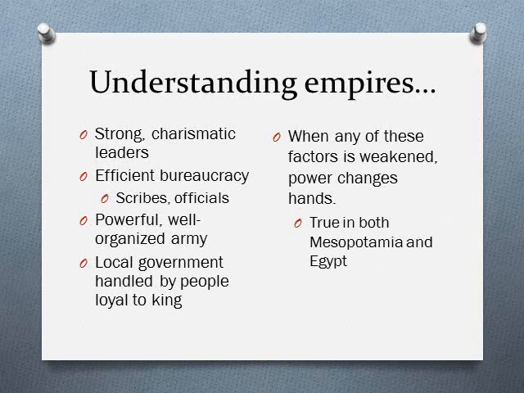And they need to be able to distribute power to a local government that's administered by people who are loyal to the king. When any of these factors is weakened, then power changes hands. You can see that kingdoms are conquered and one empire will replace another. And this pattern is true in both Mesopotamia and Egypt.